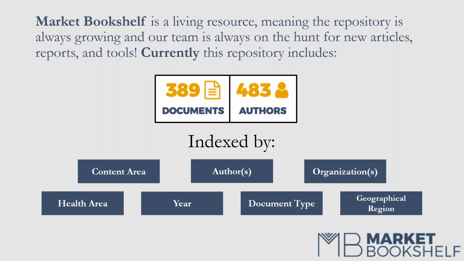So it is definitely a living resource. What we mean by that is the repository is always growing, and the team is always on the hunt for new articles, reports, and tools. So we're excited to say that right now it's almost at 400. It's at 389 documents with over 400 authors. And they're being indexed, which means tagged for filtering purposes by the different areas you see there: content, authors, organizations, health area, year, document type, and geographical region. And we will be going into those more in depth. This is just for the overview.